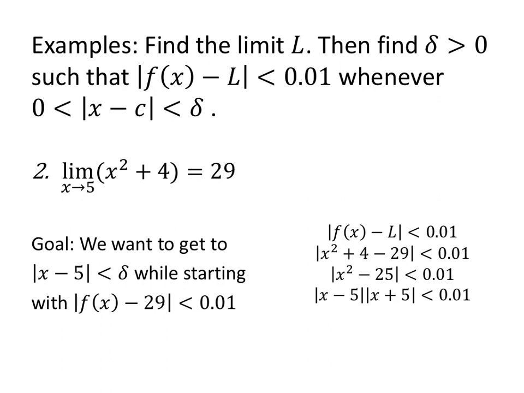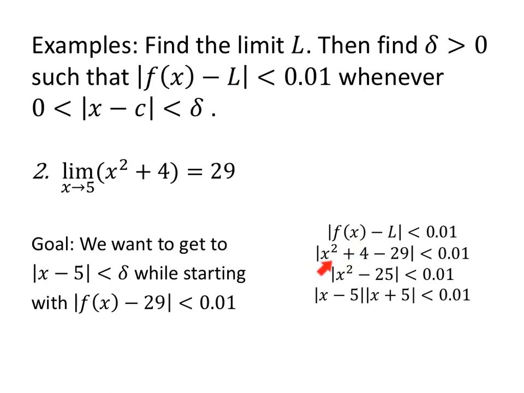And now, our goal is we want to end up with the absolute value of x minus 5 is less than delta, and we'll find what delta is. And we want to start with the absolute value of f of x minus L is less than 0.01. I know my limit is L. I know my c value is 5, so I get us started. Over here, the absolute value of f of x minus L is less than 0.01, straight from our instructions.